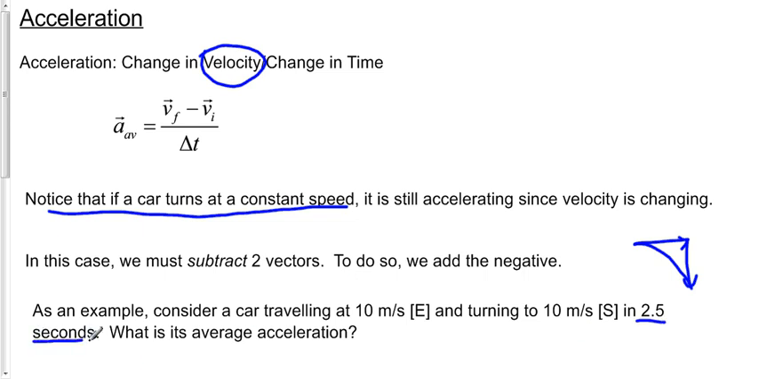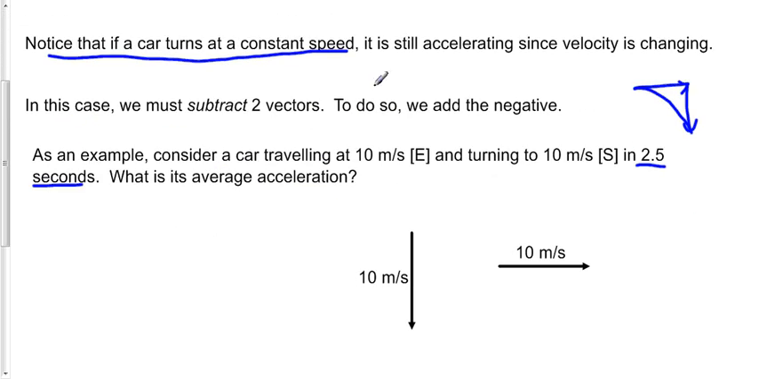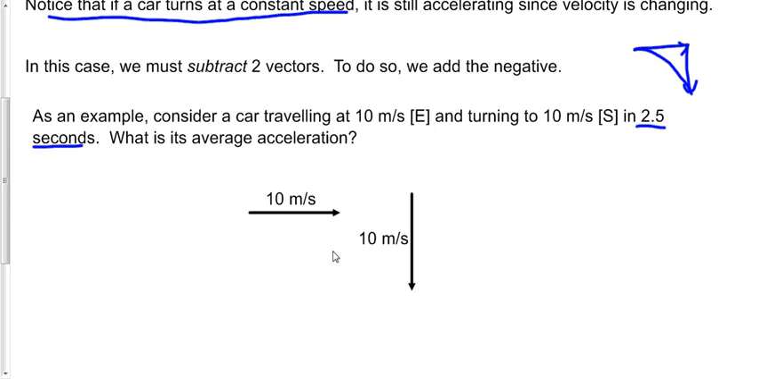So again, hopefully you can see it's pretty easy to set up this equation. It's just going to be 10 meters a second south minus 10 meters a second east divided by 2.5 seconds for the average acceleration, just based on our equation for acceleration. I've drawn these vectors for you here in a little nicer form. So I have 10 meters a second east, and I need to subtract 10 meters a second south. And as I said, in order to do that, all you really have to do is subtract the negative.